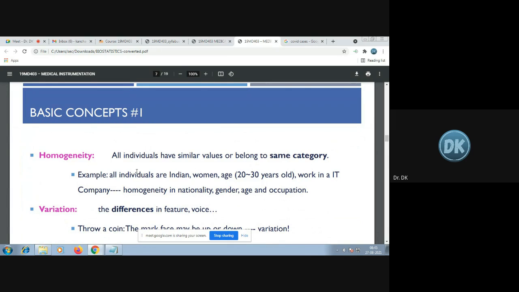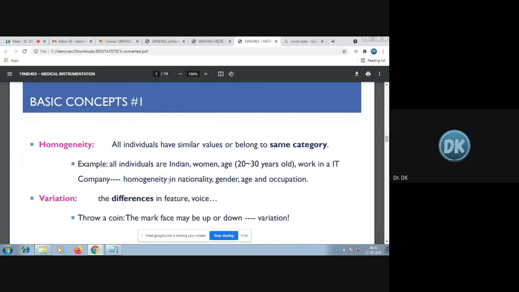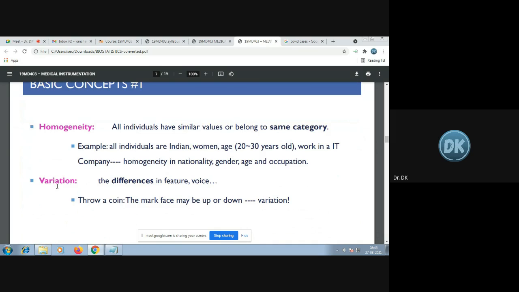For example, if you take all Indian women with the age 20 to 30 working in an IT company, then there is homogeneity in nationality, gender, age, and occupation, right? So if you take that data, then there is a homogeneity, which is a similarity. So that is one concept. The second one is variation. In the same data, you can find some differences, for example the voice, the hair color, or whatever it is. So this group will have a lot of variations.